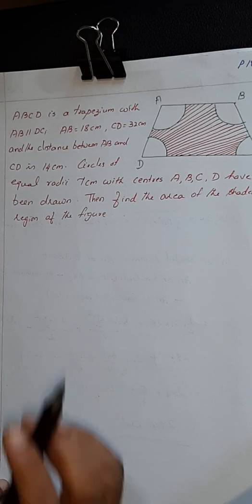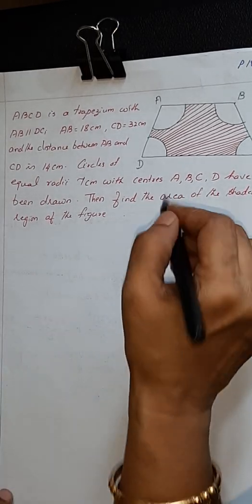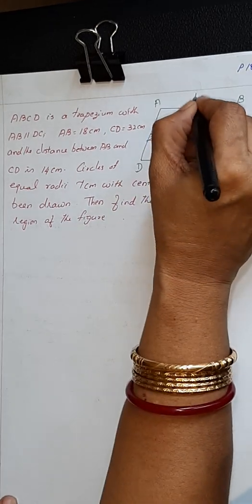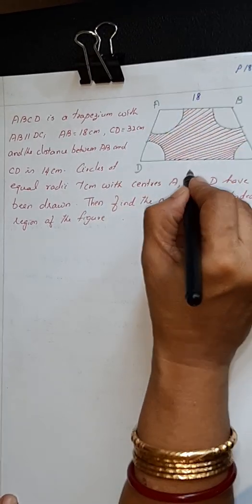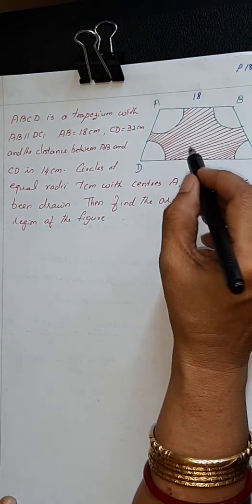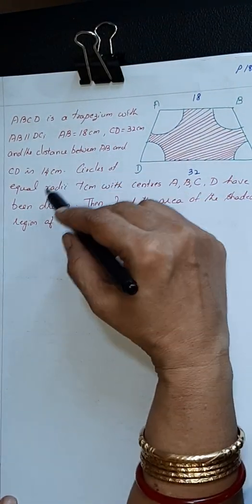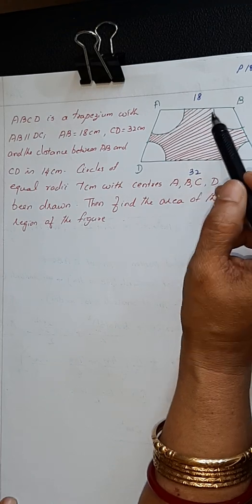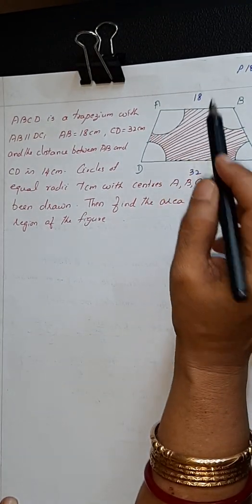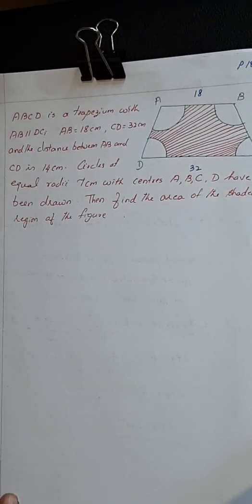Here it is given ABCD is a trapezium and AB is parallel to CD, and AB is equal to 18, CD is equal to 32 and the distance between AB and CD is 14. The circles of equal radius 7 centimeters with centers A, B, C and D have been drawn. Find the area of the shaded region of the figure.